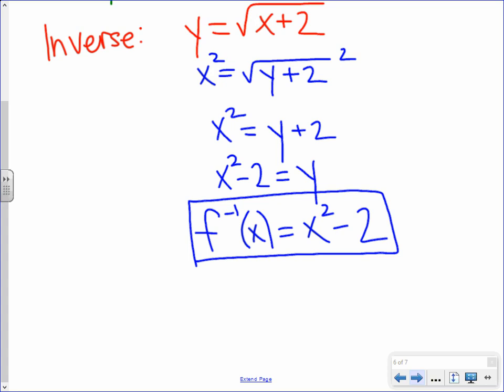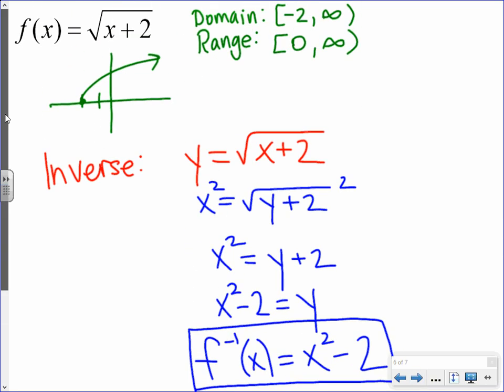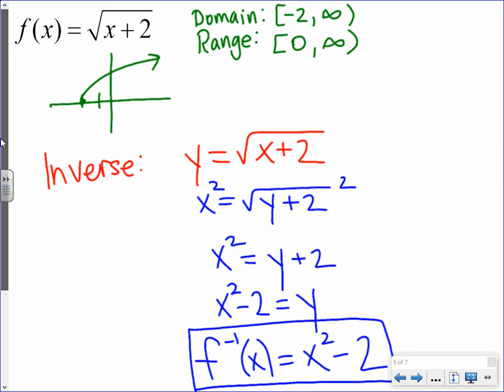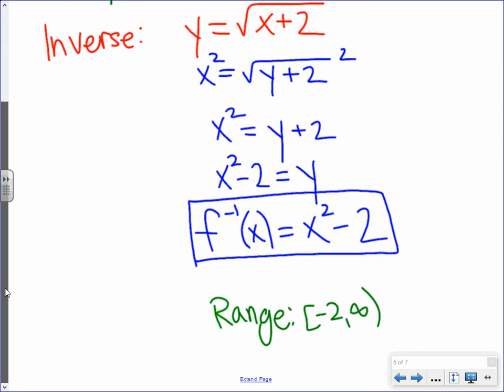All right. The domain of the original function is negative 2 to infinity. What does that tell us about our inverse? That the range is negative 2 to infinity. The range of our original function was 0 to infinity, which means the inverse has a domain of 0 to infinity. Whatever your domain and range are for your original, you switch them for x and y.